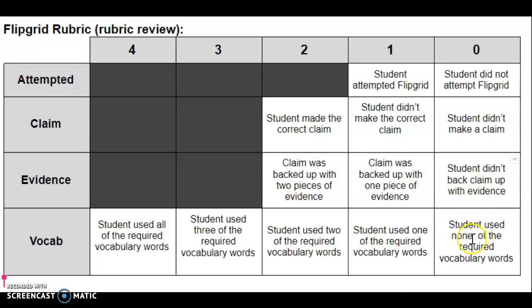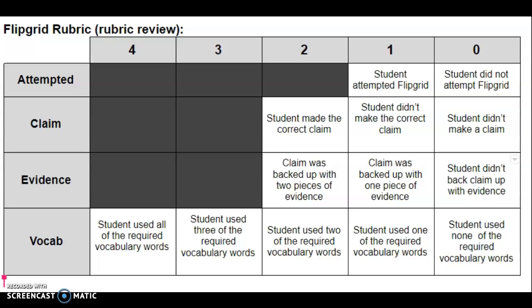And down here at the bottom, if you used all of the required vocabulary words from the question, you will get 4 points for the vocab criteria. If you used three of the required vocabulary words, you'll get 3 points. If you use two of the required vocabulary words, you'll get 2 points. If you use one of the vocabulary words, you get 1 point. And then if you didn't use any of the required vocabulary words, you get 0 points.